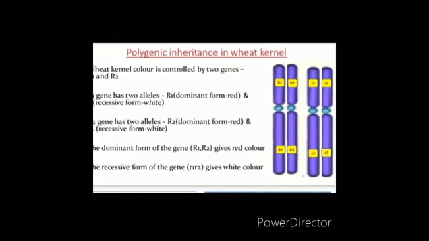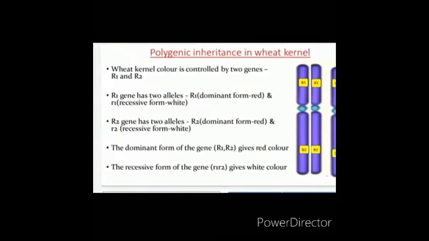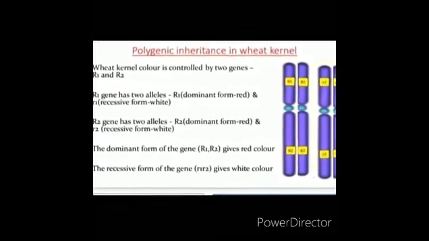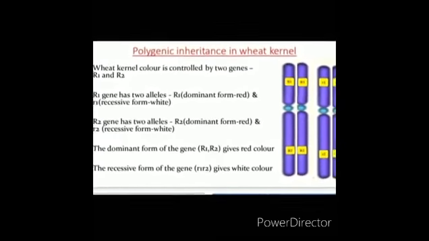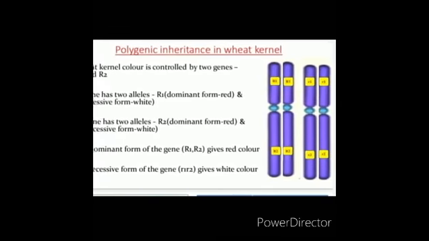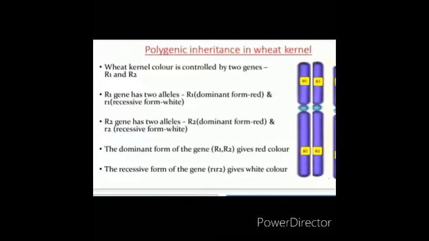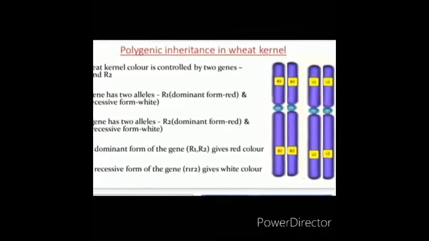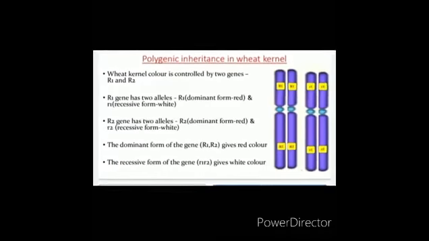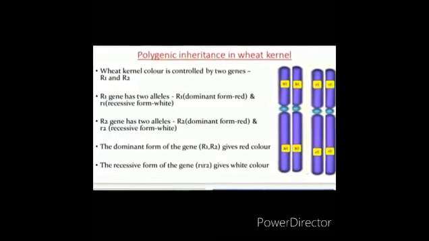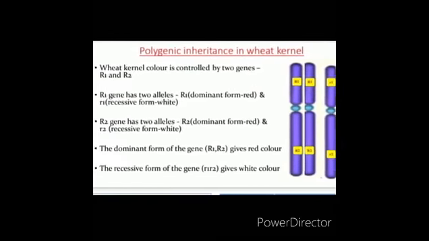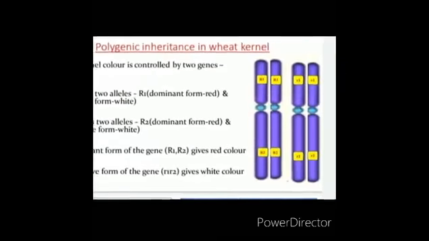Capital R2 gene has two alleles. Capital R2 is dominant for red, small r2 is the recessive form for white. The dominant forms capital R1 and capital R2 genes are for red color. Similarly, the recessive forms small r1 and small r2 genes are for white color. He crossed the two pure breeding varieties to get dark red and white color.